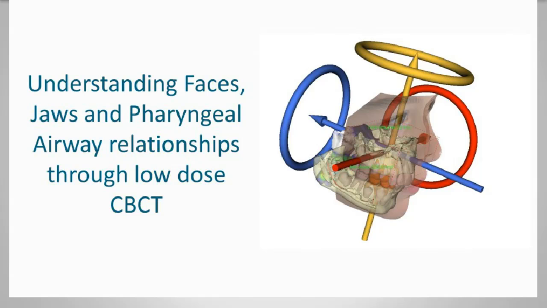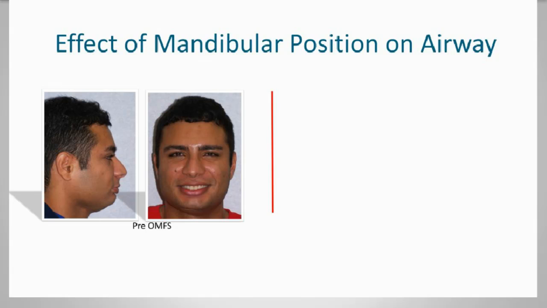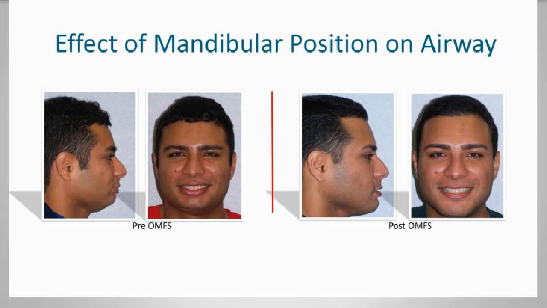So we'll start out with this case here. This is a patient who we had done orthodontic surgery on, quite honestly, for the purposes of occlusion. He was class 2. He wanted to reduce his overjet, and he had orthodontic surgery. He had a straight mandibular advancement, and this is quickly the before and after. What I want to show you here is the effect on the airway.